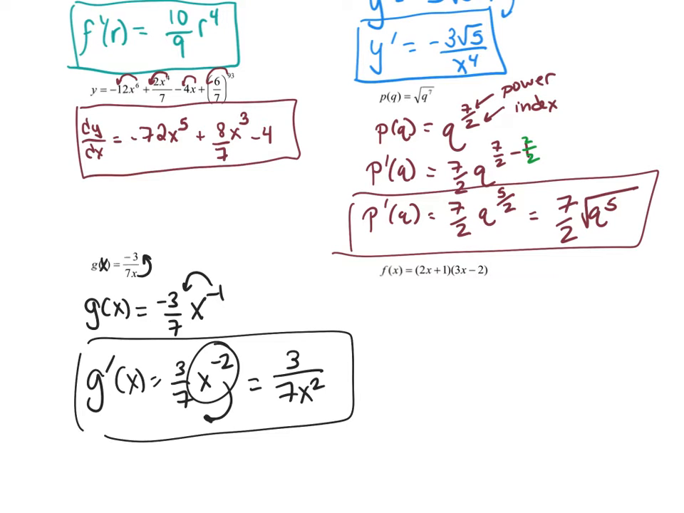Now most of these on this page are ones we could have done using the long rule, but you can see it's much, much shorter to do it this way.